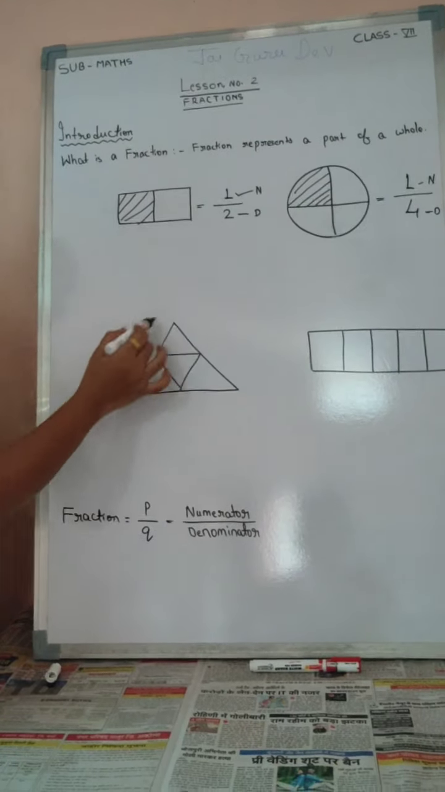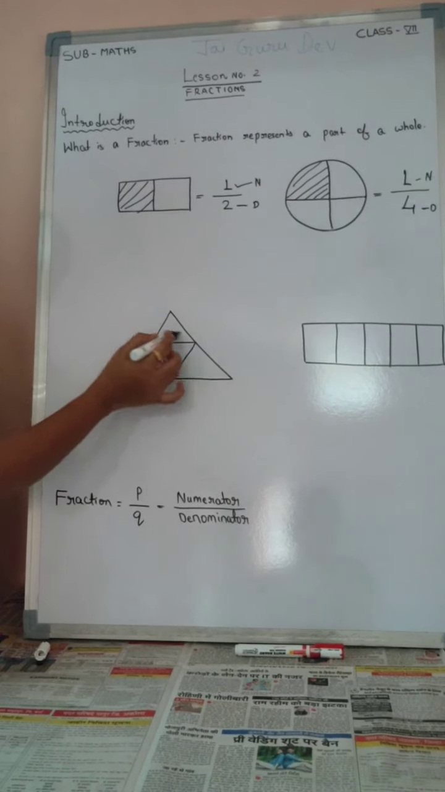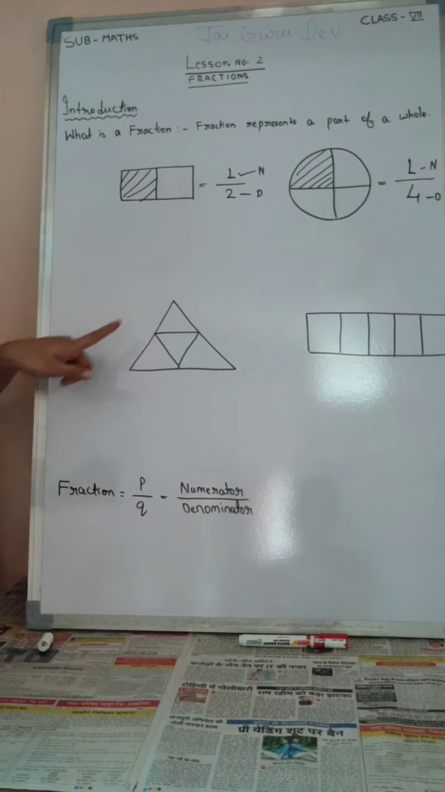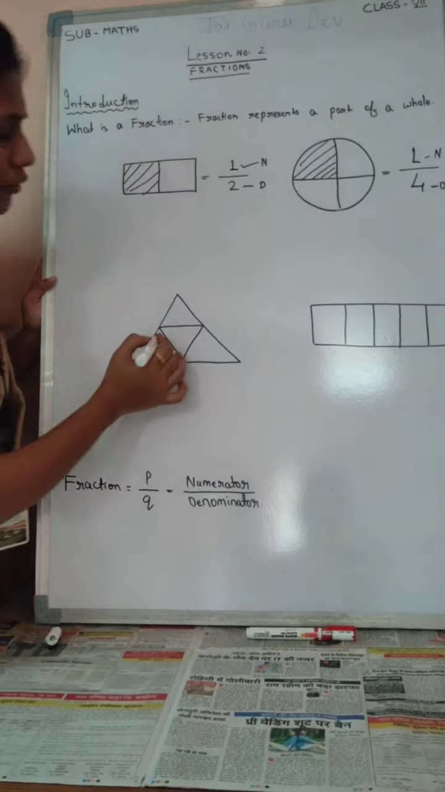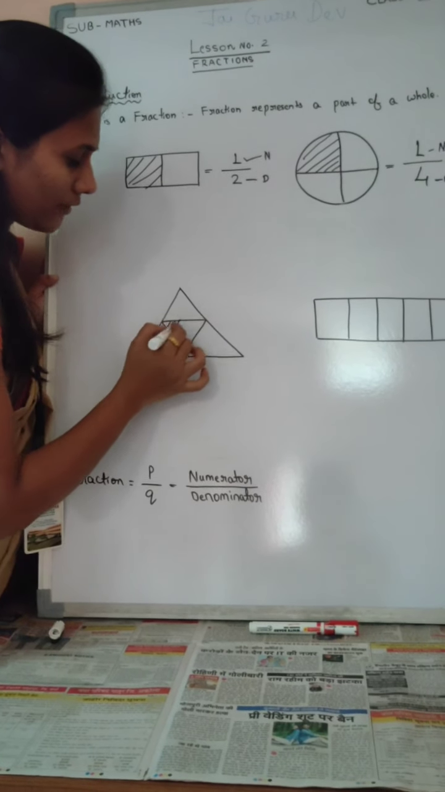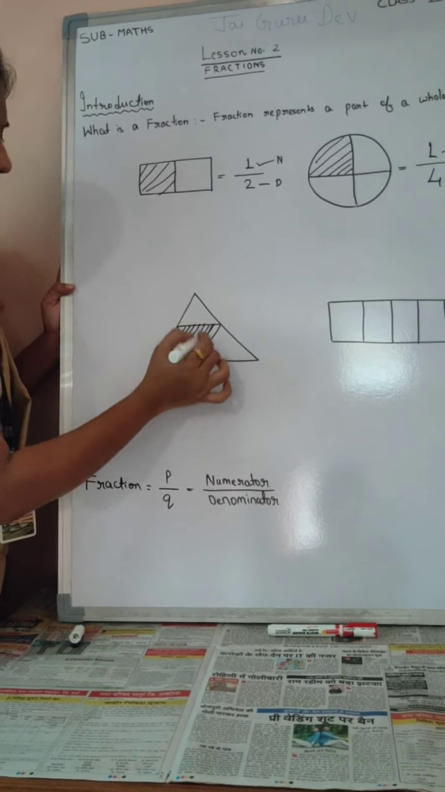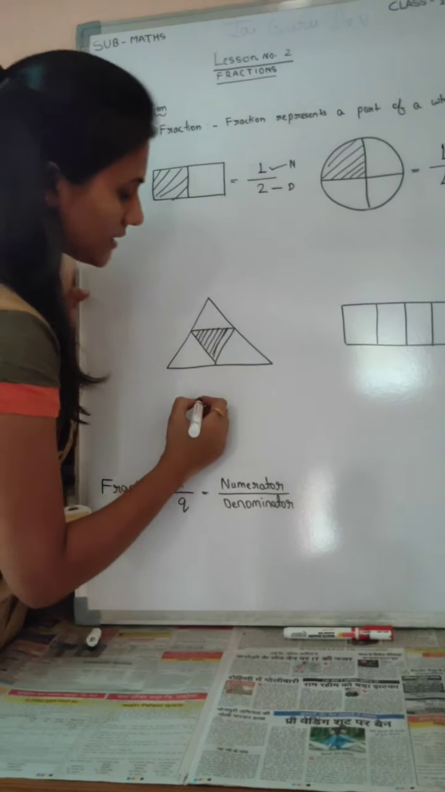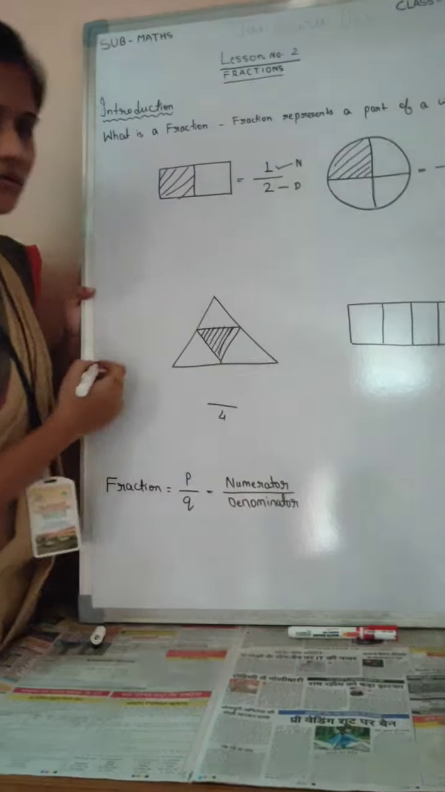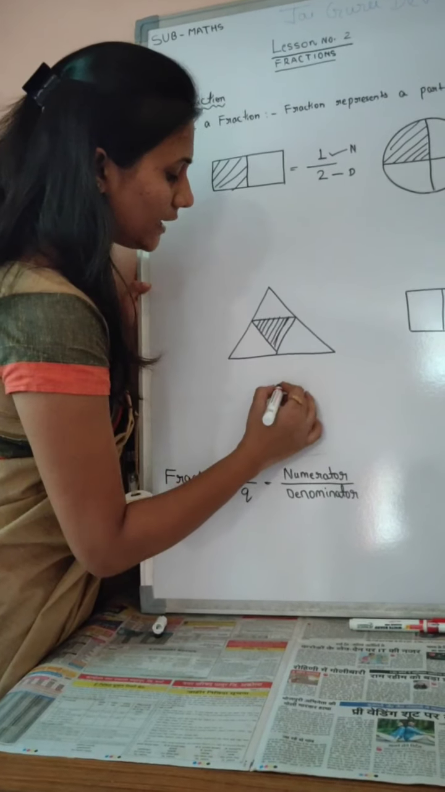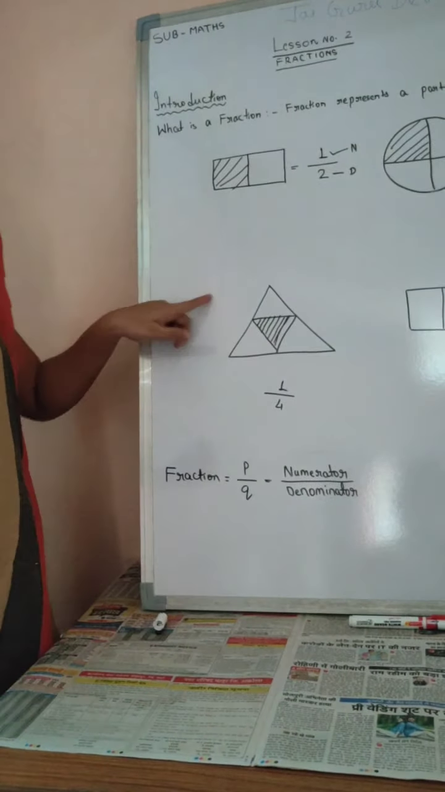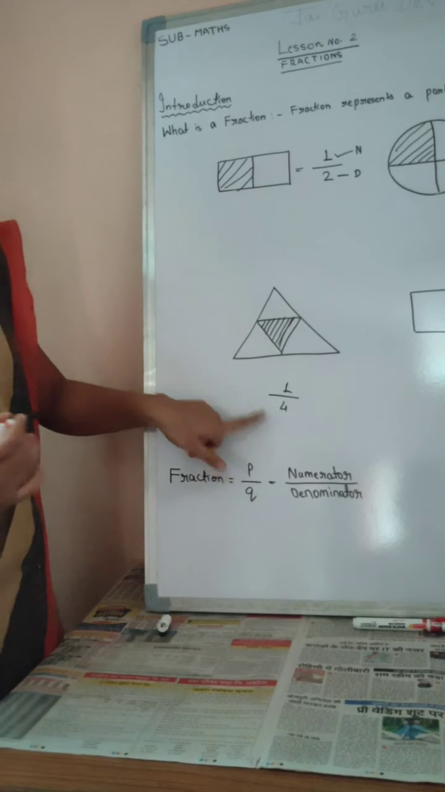Now the same. Here it is a triangle, and this triangle is divided into 4 equal parts. Out of these 4 parts, if I shade one portion, then the fraction can be written as: total number of parts are 4, and out of 4, 1 is shaded. So the fraction of this triangle is 1 by 4.